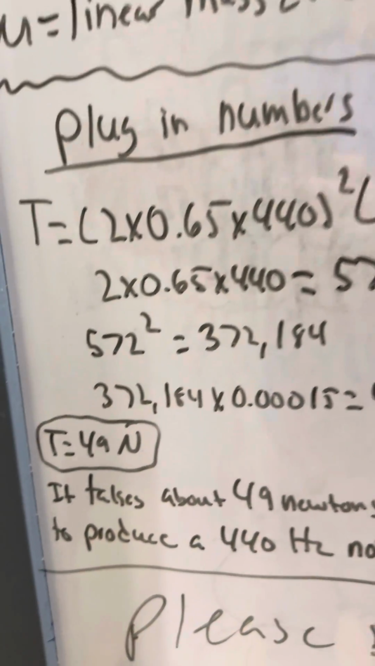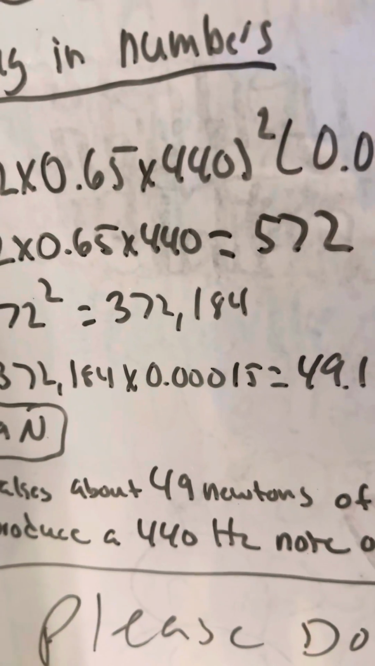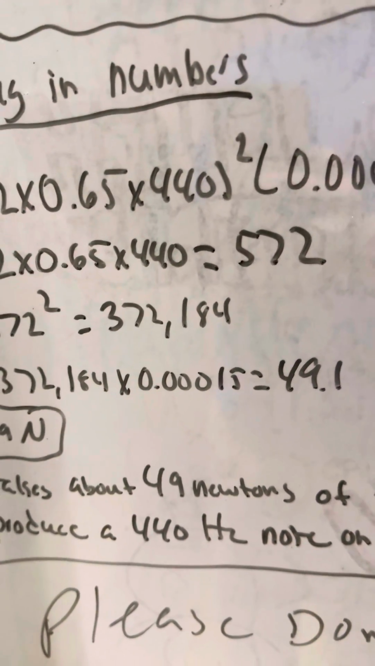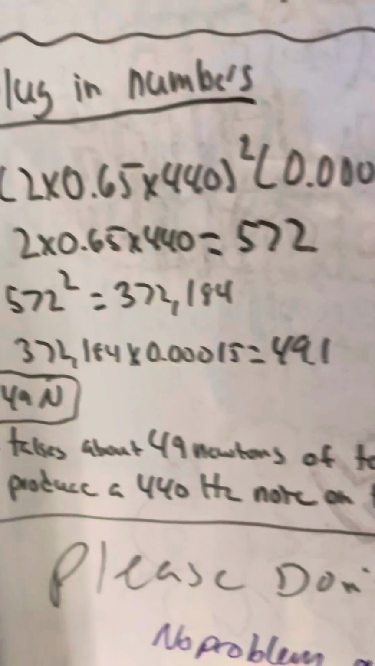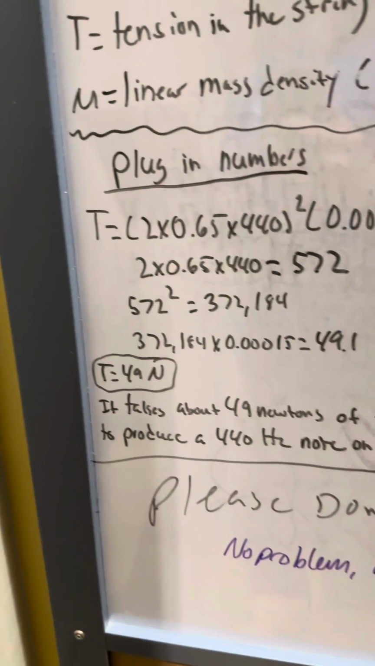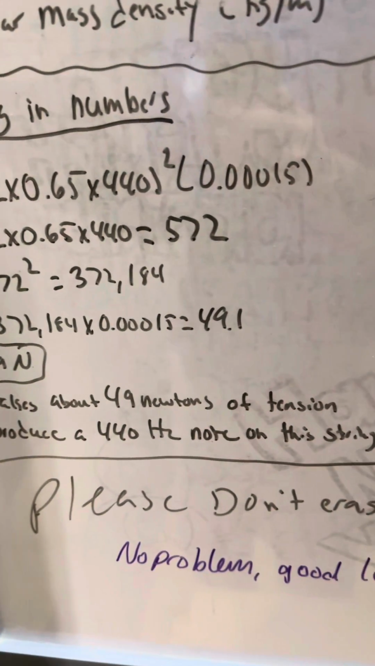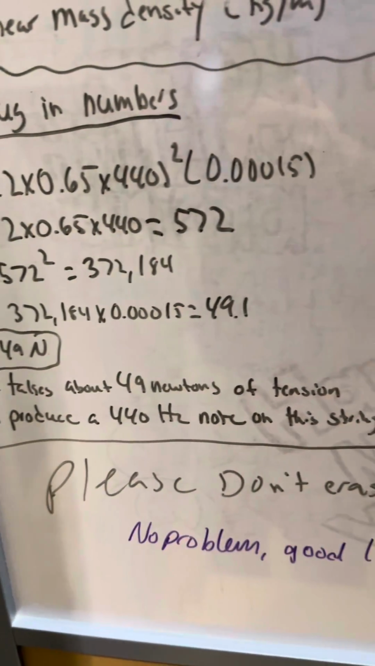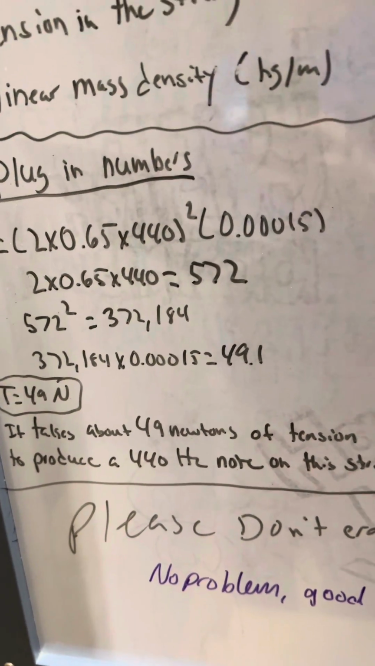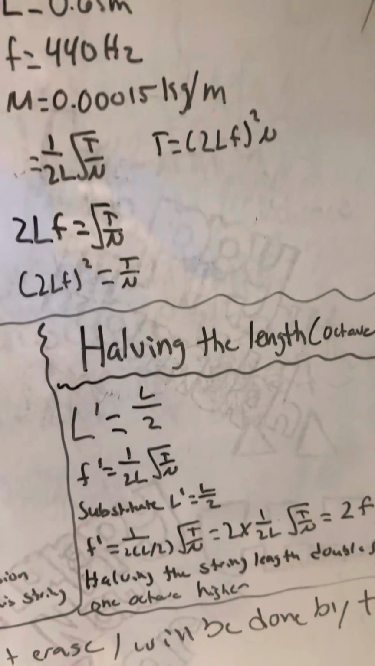Now you multiply that number by the linear mass of 0.00015 kilograms per meter, and that gives us 49.1 newtons. So it takes about 49 newtons of tension to produce a 440 hertz note on this string. And now I'll be going into the demonstrations of the math.